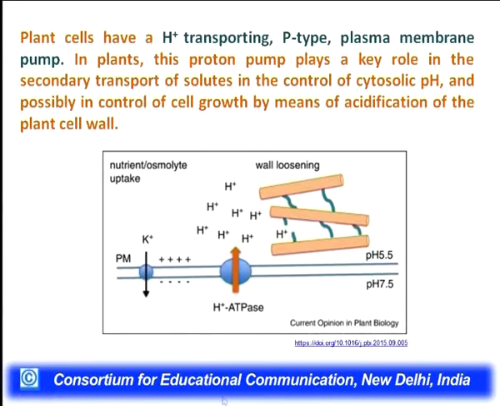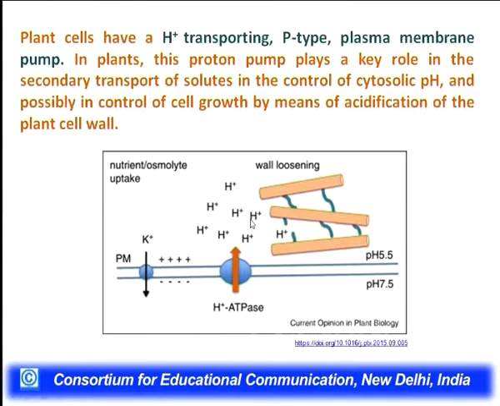So you can see here that this is the hydrogen or the proton pump, as it is said, a proton ATPase which is present, and it causes the uptake of the hydrogen ions, although there is a more positive side which is present here. So this plays a key role in the decrease of the cytosolic pH which is there. So the pH is 7.5 and this pH 5.5.